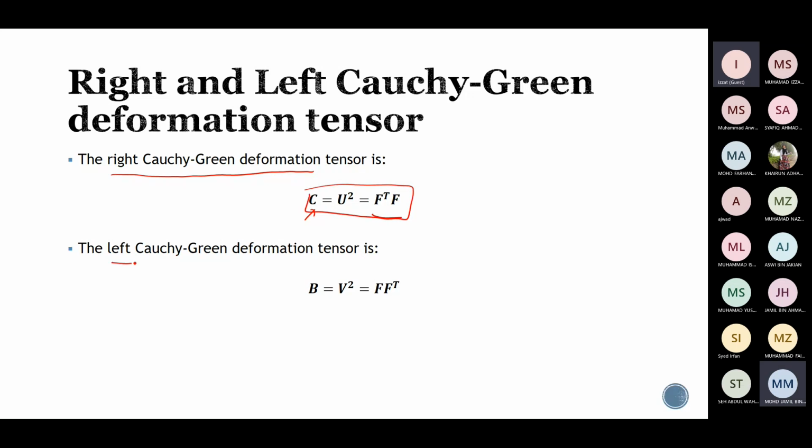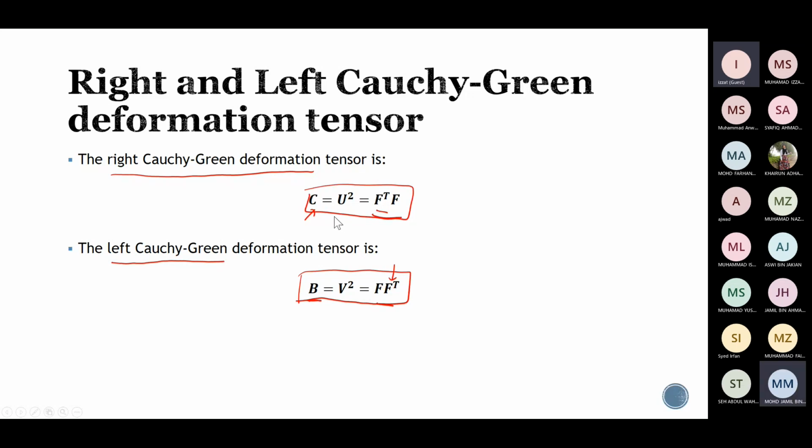And then the second one is the left Cauchy-Green deformation tensor. So B, the left Cauchy-Green deformation tensor, equals V squared and equals F times F transpose. So this is also a formula. Let's say when a question asks you to find the deformation gradient, so you find F, and then the next question asks you to find the left Cauchy-Green tensor. So you know you need to find the transpose and then darabkan F darab F transpose. Okay, semua ni boleh pakai calculator je guna. Okay, tak perlu kira manual.